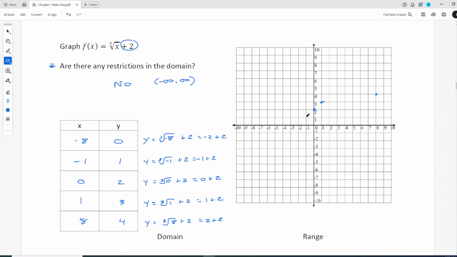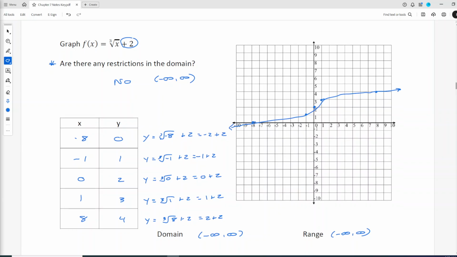I've got a point at negative 1, 1. I've got a point at negative 8, 0, right? Over 1, down 1, over 8, down 2. Totally up to you. If the whole over and down thing makes no sense to you, ignore it. If the table of values thing makes no sense to you, ignore it. You've got to decide what makes sense to you. And then for this graph again, the domain is negative infinity to infinity, and the range is negative infinity to infinity. Awesome.